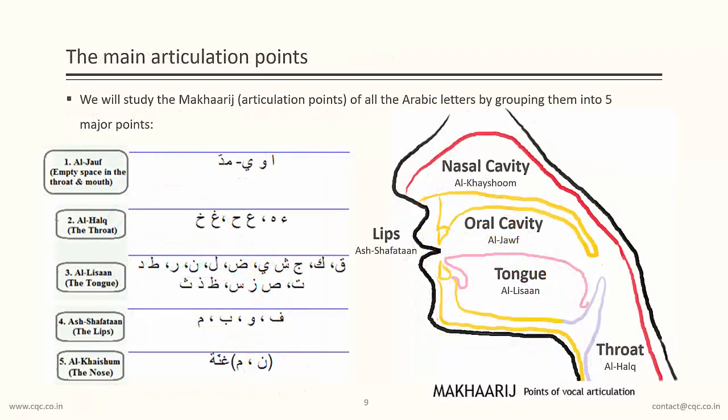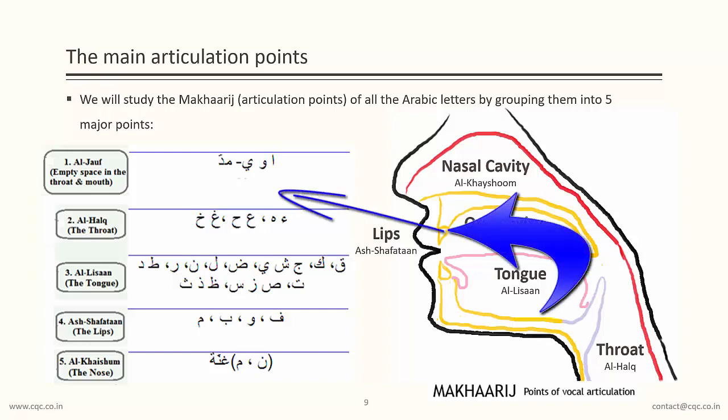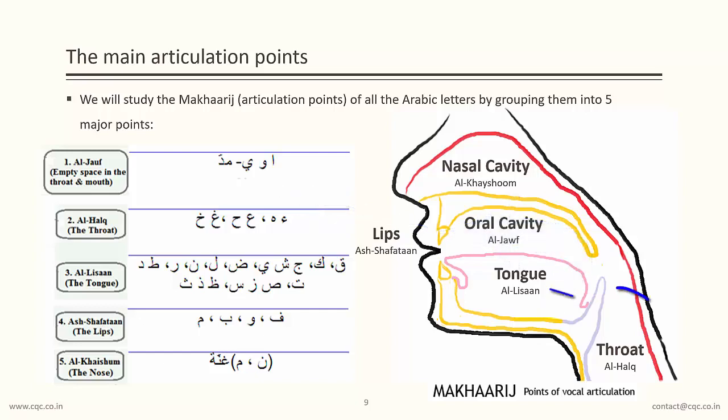So dear brothers and sisters, inshallah, we will be studying the Makharij or the articulation points of all the Arabic letters by grouping them into 5 major points, as you can see on the screen right now. The first being Al-Jawf, and this is the empty space in the throat and the mouth from where the mad letters are emitted. The second being Al-Halq, the throat area, and this is responsible for the emission of 6 of the Arabic letters.